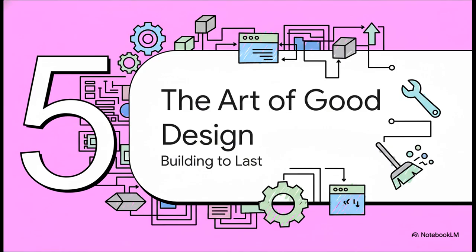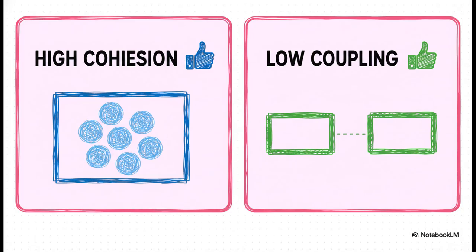And finally, let's talk about the thing that separates pretty good software from truly great software. It's not just about having cool features. It's about the quality of the underlying architecture. It's about building something that is clean, efficient, and easy to maintain for years and years to come. Two key principles guide this: cohesion and coupling.